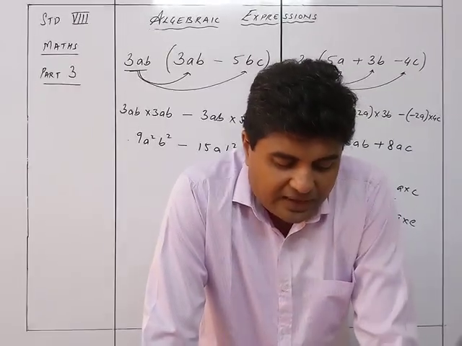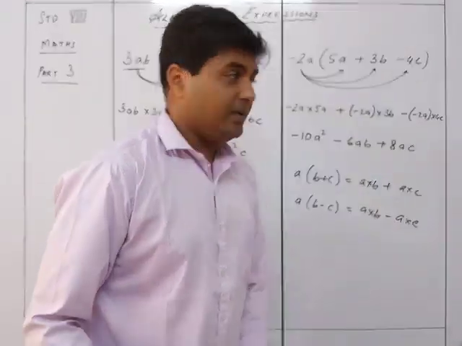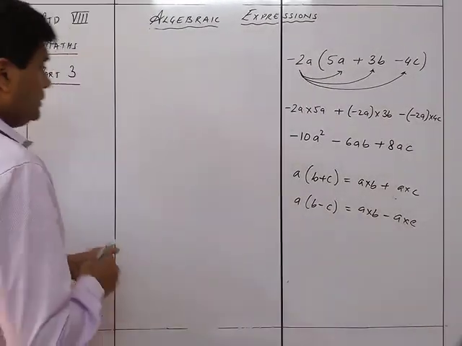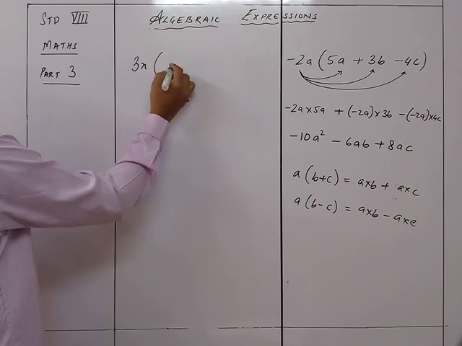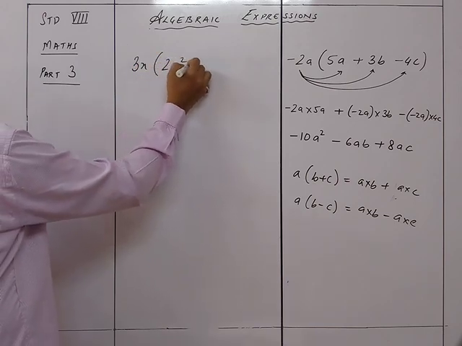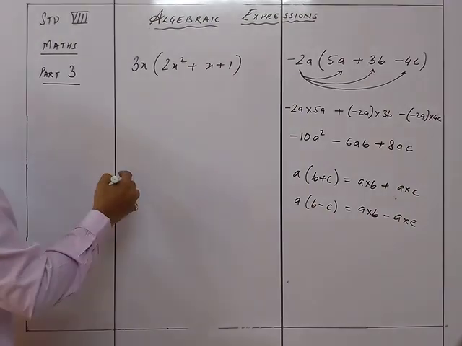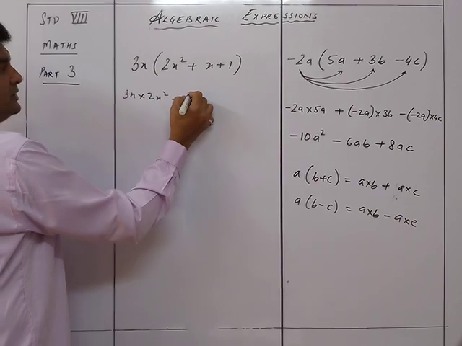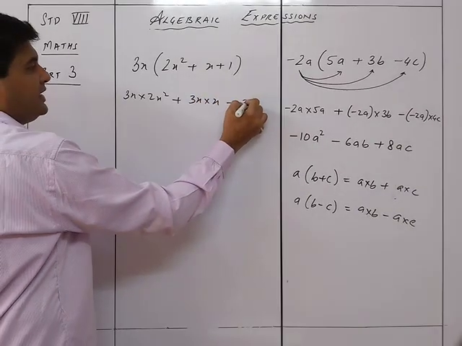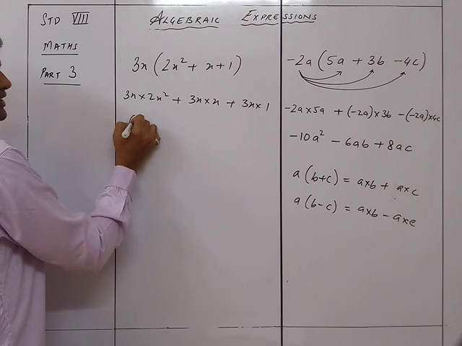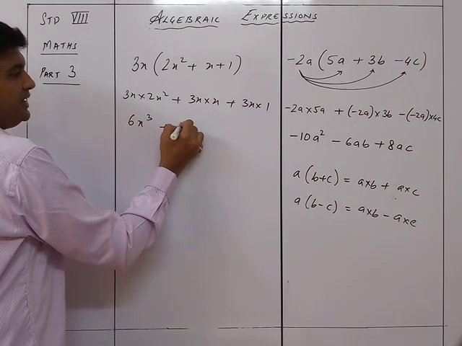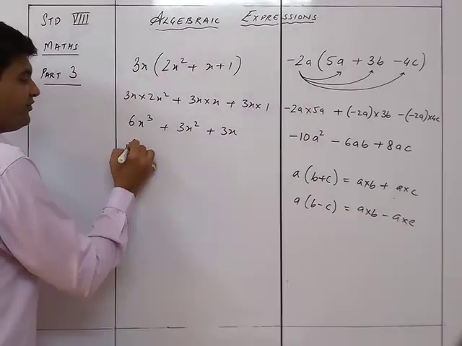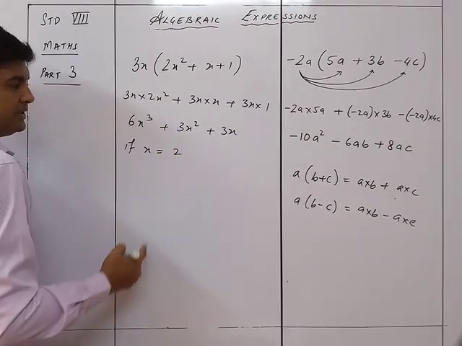And yeah, if they give you a value of the variable, for example, if we have a question as 3x into 2x square plus x plus 1. So you are going to multiply here, so it will be 3x into 2x square plus 3x into x plus 3x into 1. So this gives you 6x raised to 3 plus 3x square plus 3x.